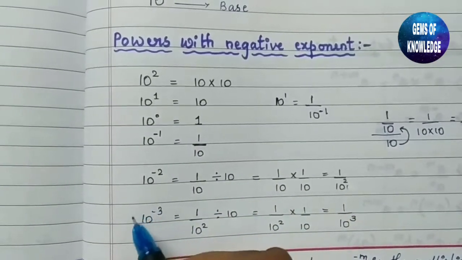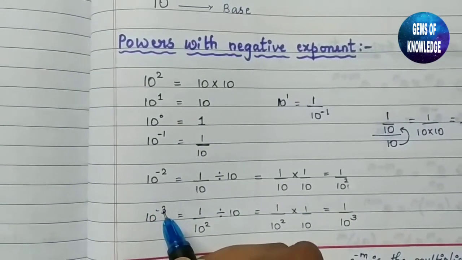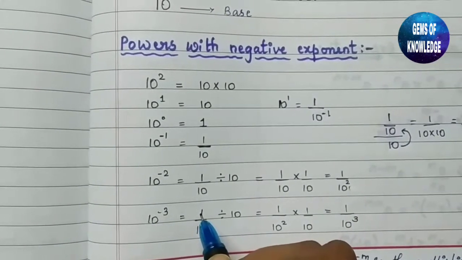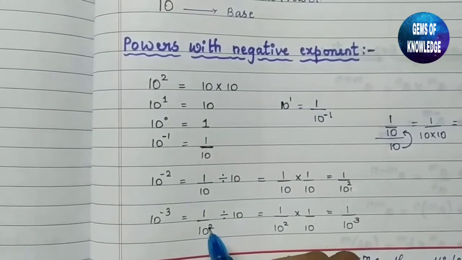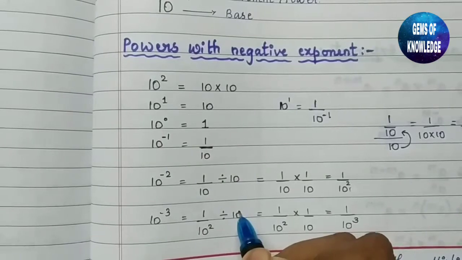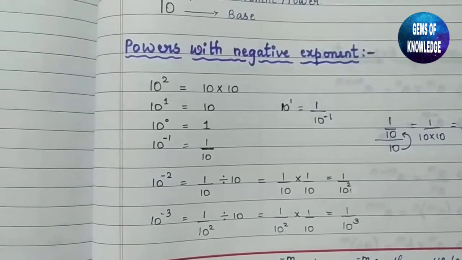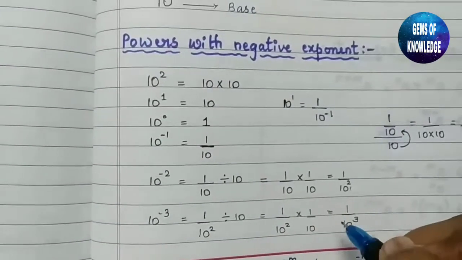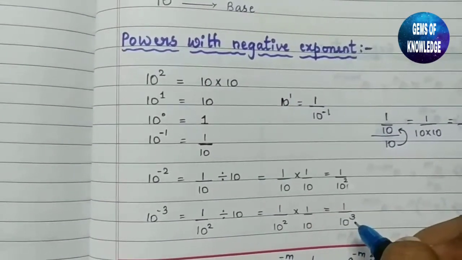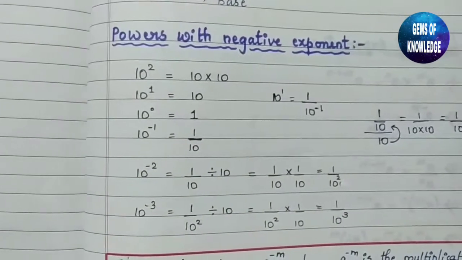Similarly, when I write 10 to the power of minus 3 here, I can write this as 1 divided by 10 to the power of 2, again divided by 10. When we divide each number by 10, we are going to get the next numbers in this manner. I hope it is clear to you.